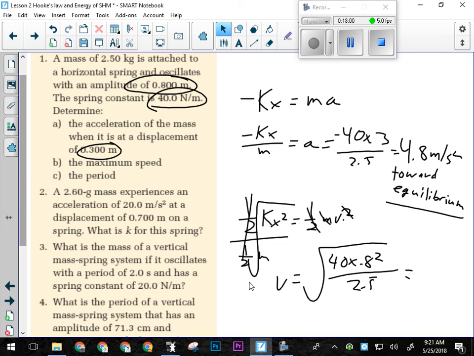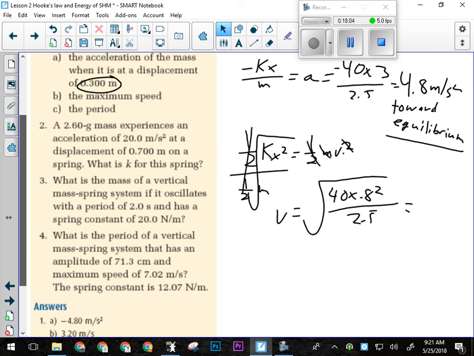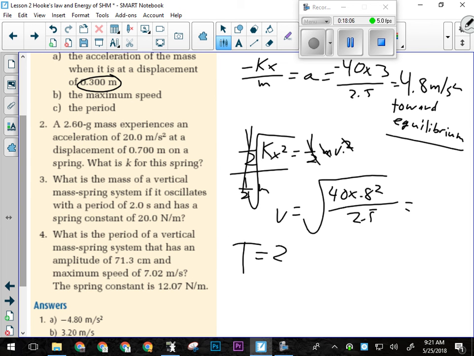And then the period. I have everything I need to use the period formula for a mass on a spring at this point. T equals 2 pi times the square root of m over k. In fact, I could have done that at the very beginning too. That was all stuff that was given to me in the question, just a matter of plugging in my numbers here. Everybody good with that one?